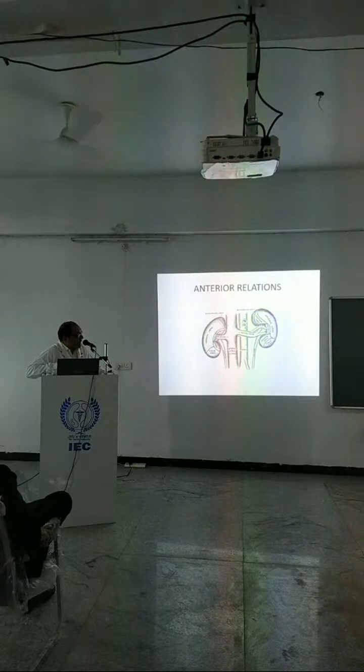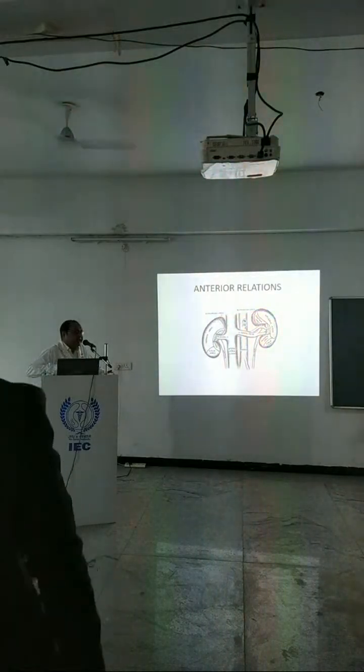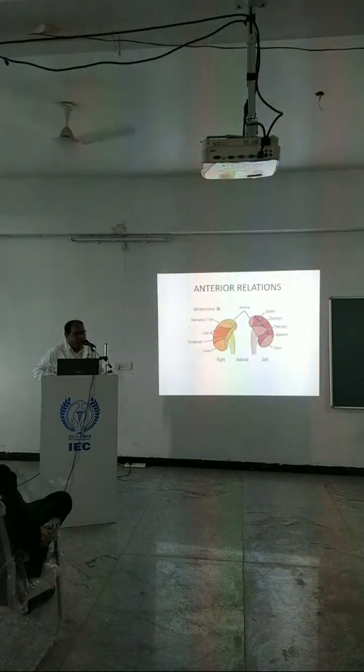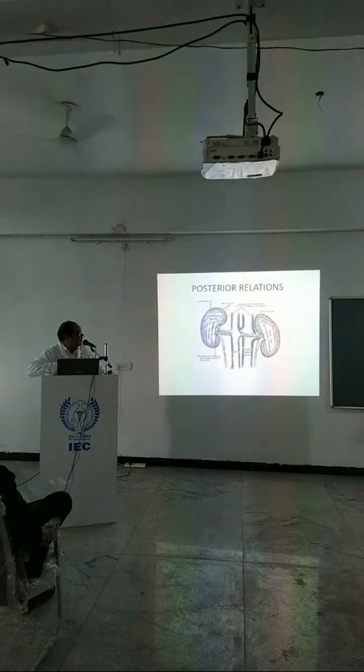Now, the anterior relations of the right kidney and left kidney differ, as you can see. But the posterior relations, I'm not going into detail, are common to the right and left kidney. In the upper part, they are related to the diaphragm, which has the medial arcuate ligament and lateral arcuate ligament. In the lower part, they are related to three muscles: transversus abdominis, quadratus lumborum, and psoas major. They are also related to the subcostal nerve and subcostal vessels.